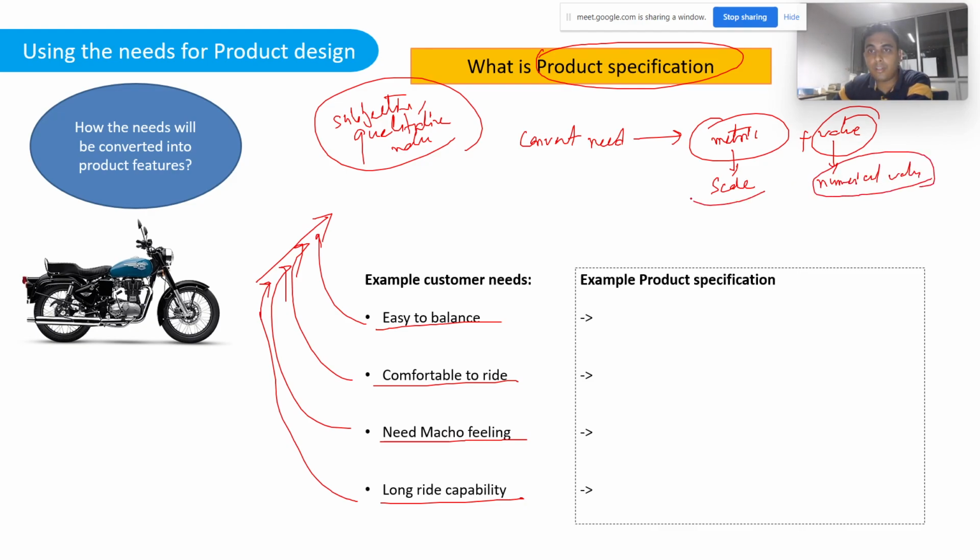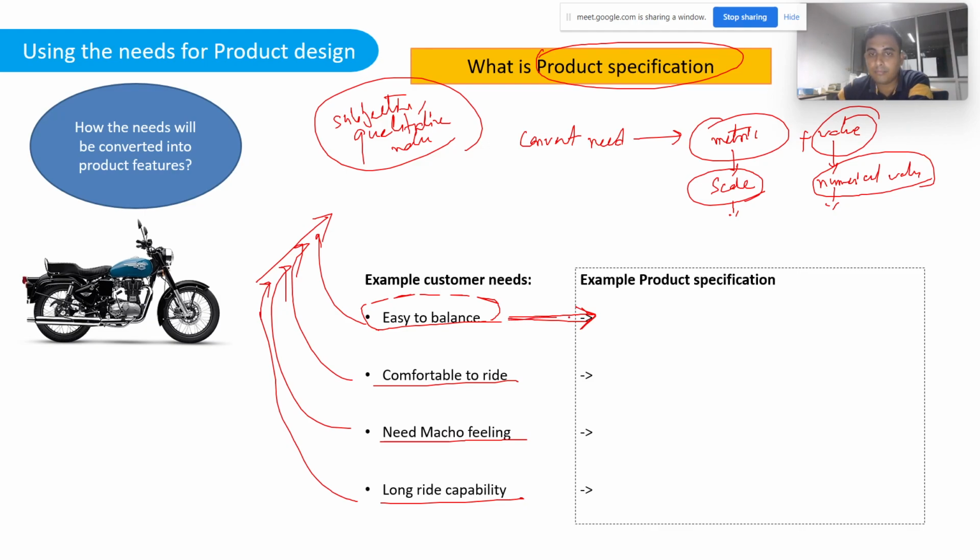Now you come up with engineering parameters which actually can be worked on for your design. For example, easy to balance. So how will you convert easy to balance into product specifications?